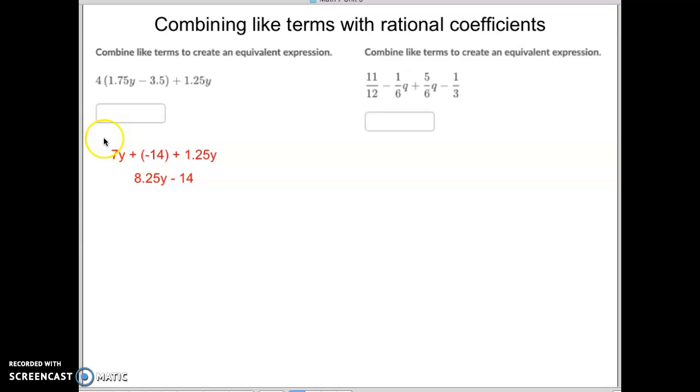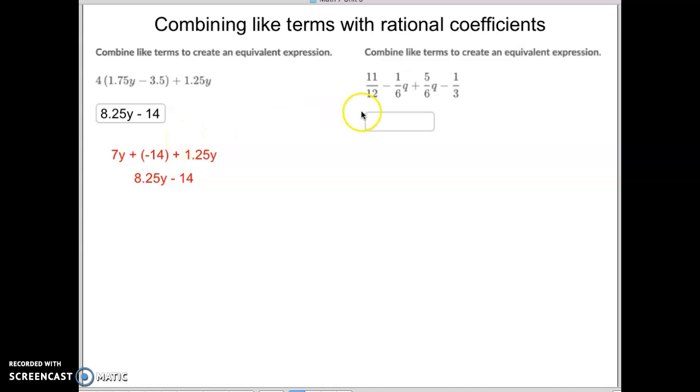Now, combining like terms, I have a 7y and I have a positive 1.25y. When I add those together, that equals 8.25y, which is right here. I only have the one negative term here, so it's just my negative 14. So the answer is 8.25y minus 14.